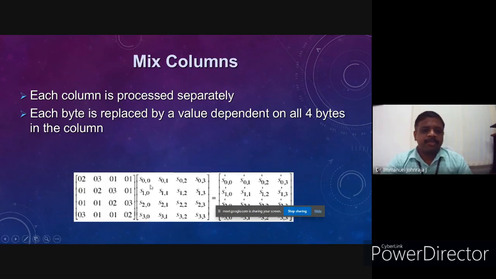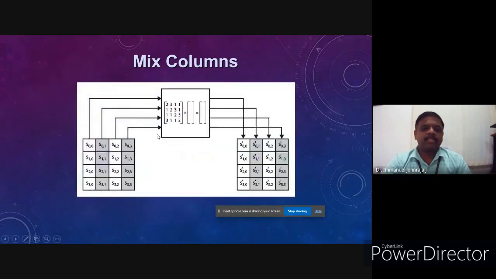All right. So this is your actual state input data. It is going for a multiplication with this matrix. And then you got the value here. So this is what is happening in the case of mixed columns. So values are changed. All right. So this is a simple representation. Original value goes for this multiplication to get the output value. This is what is happening in the case of mixed columns.